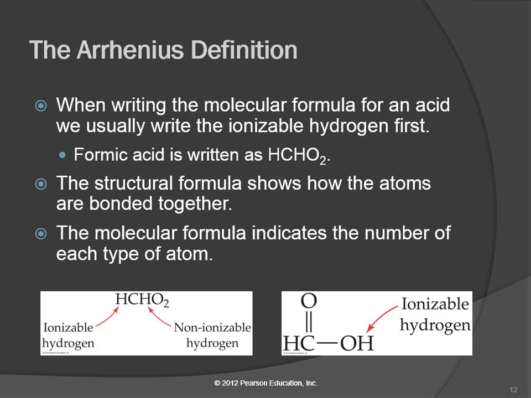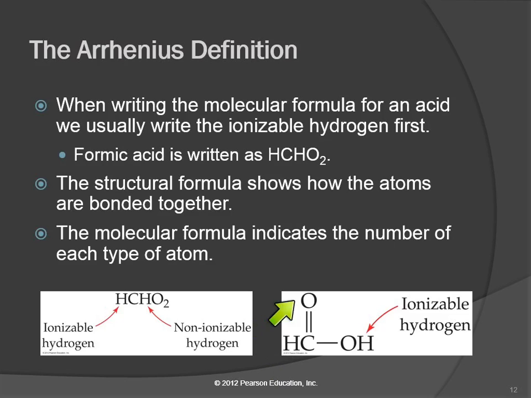When we write the molecular formula for an acid, we generally write the ionizable hydrogen first. This is the formula for formic acid, and that's not one that you need to know, but this is the formula for formic acid. It actually has 2 hydrogen atoms, but only one of them will come off when it's put into solution.